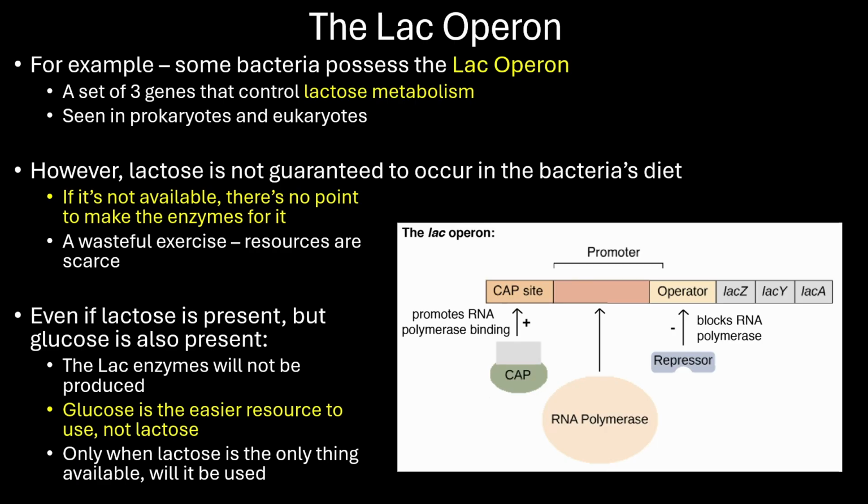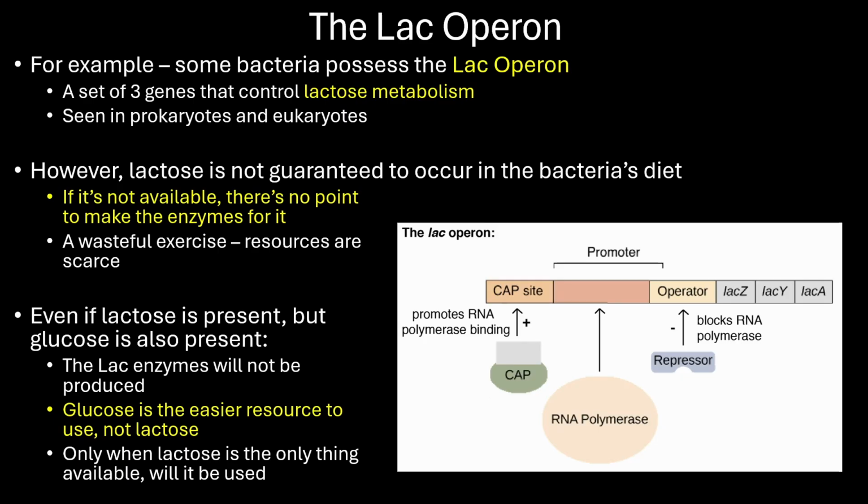And even when lactose is present, but something more easily used like glucose is also present, those lac enzymes are not likely to be produced. That's because glucose is something that is much easier as a resource to utilize rather than lactose. Extra steps are required to make lactose usable for an organism. And so why would an organism want to use lactose, a more challenging resource to use, if glucose is already present?